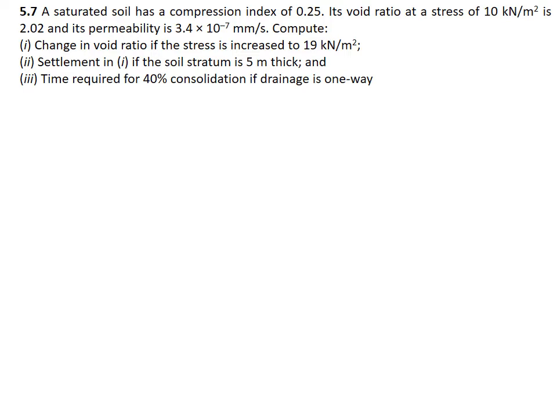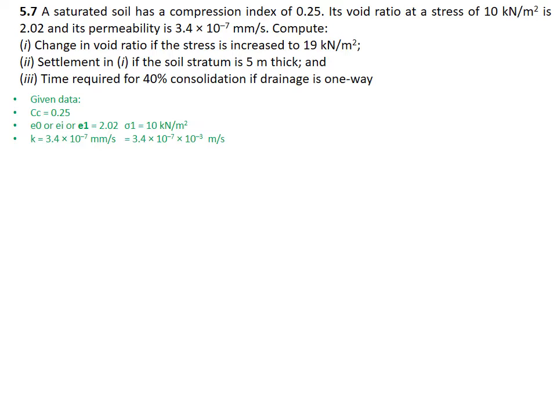The given data, as you can see, the CC value is given as 0.25. The voids ratio for a stress 10 is 2.02. So we'll call this as the initial void ratio, e0 or ei or e1. So we are choosing e1 here. So it is 2.02 for sigma 1 equals 10 kPa. Next is permeability data, which is 3.4 10 power minus 7 mm per second. So as you can see the question, everything is in meters. So we'll convert this mm into meters, so multiply by 10 power minus 3.